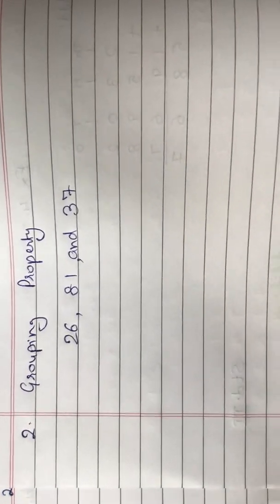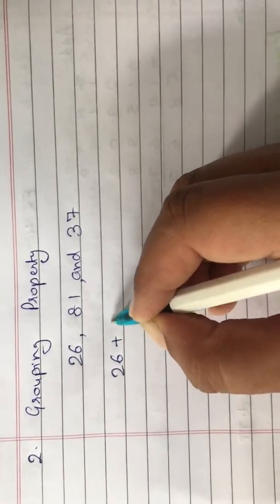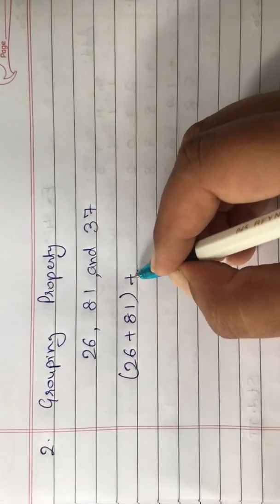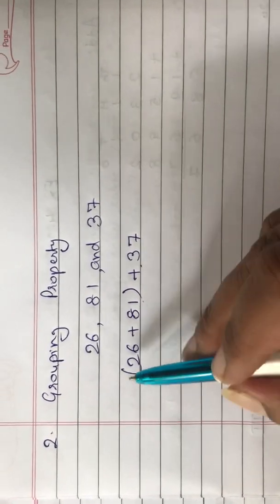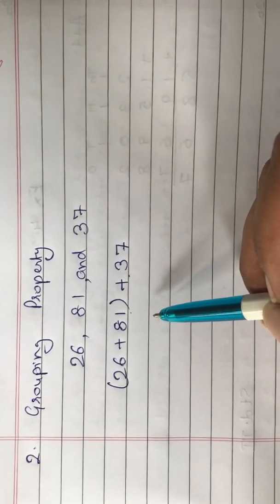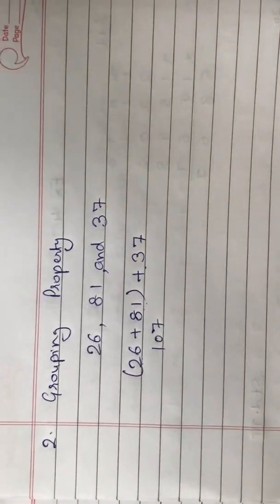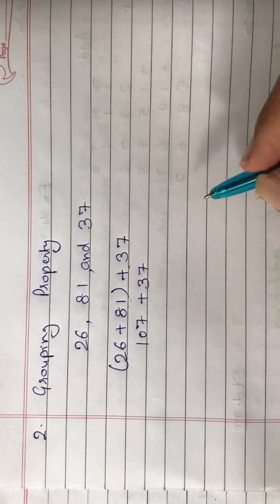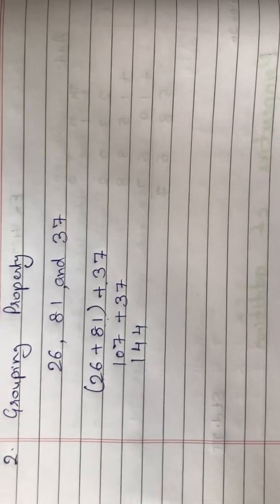Now what we will do in first case, we will make a group of 26 and 81 and we add 37 to the sum of these two numbers. In this case what we will do, यहाँ हम क्या करेंगे, जो ब्रैकेट में दो नंबर्स हैं इनको हमने पहले ऐड करना है. 26 plus 81 it comes 107. Then we add 37 to this number and the answer is 144.